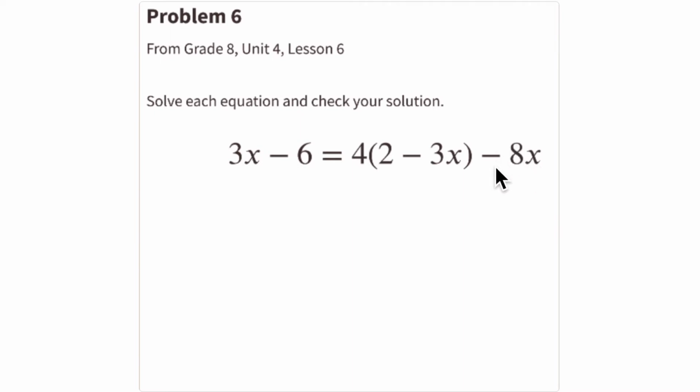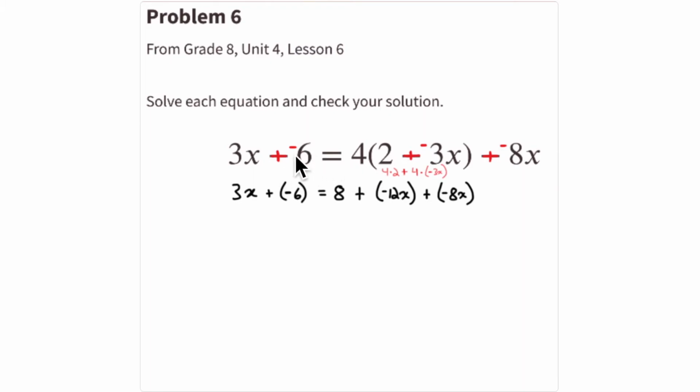So I'm going to add that additive inverse. So add the additive inverse, add the additive inverse, and add the additive inverse. It is doing the same thing. It's just changing everything to addition, which in my mind makes solving the equation much easier.